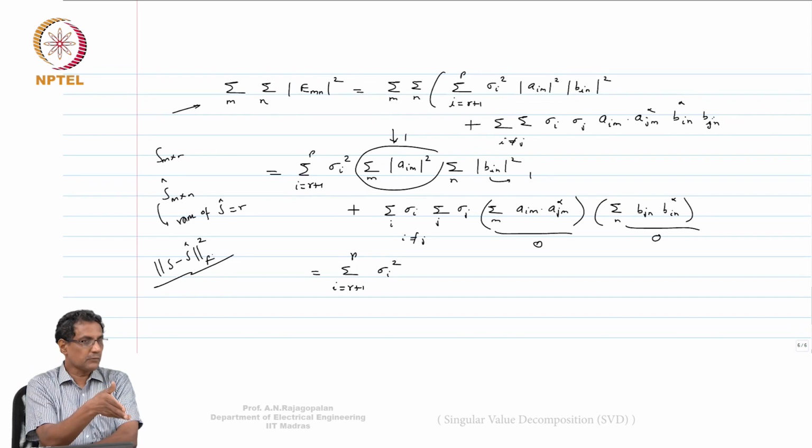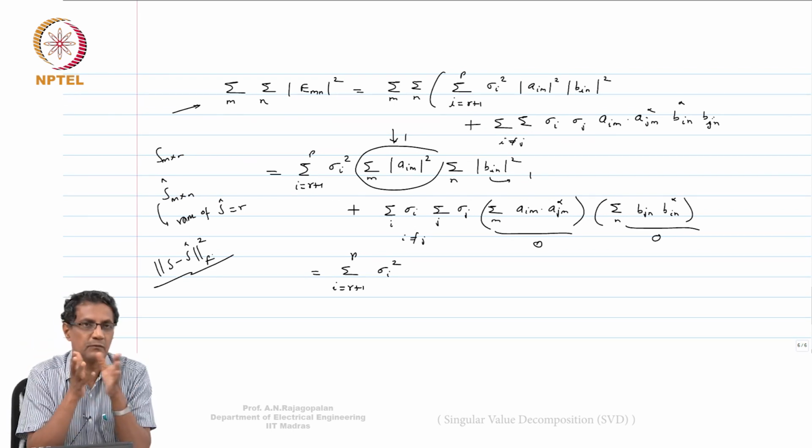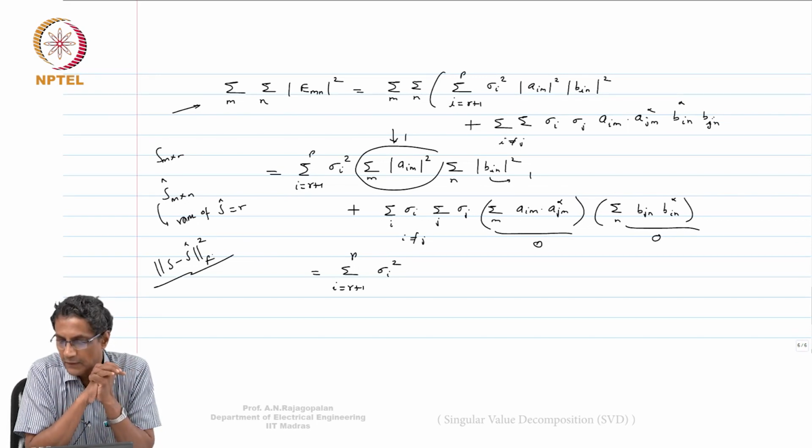So the best, which was my third point that I had written, is that this is the best low rank approximation for S. So SVD can actually be used for that. This I derived just to show what error you will be making.